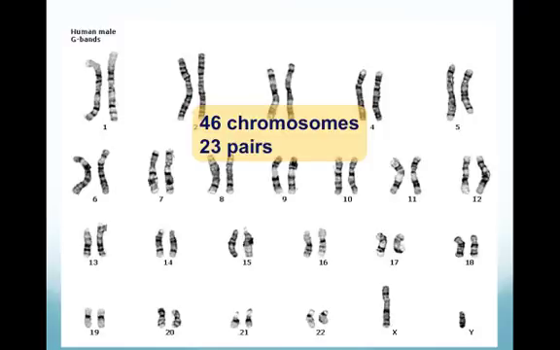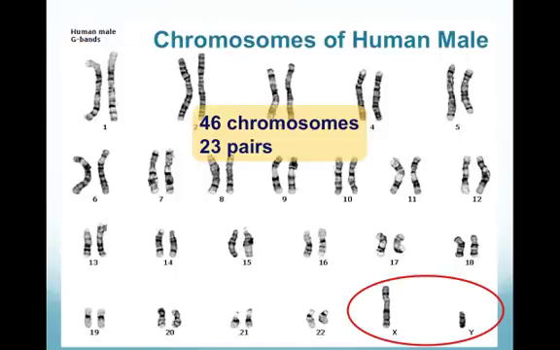So if you've counted correctly, you should have noted that there are 46 chromosomes or 23 pairs, so that means that we're genetically normal. And if we look at our last pair of chromosomes, you notice that we have an XY, guy Y, so that means that this is a karyotype of a human male.